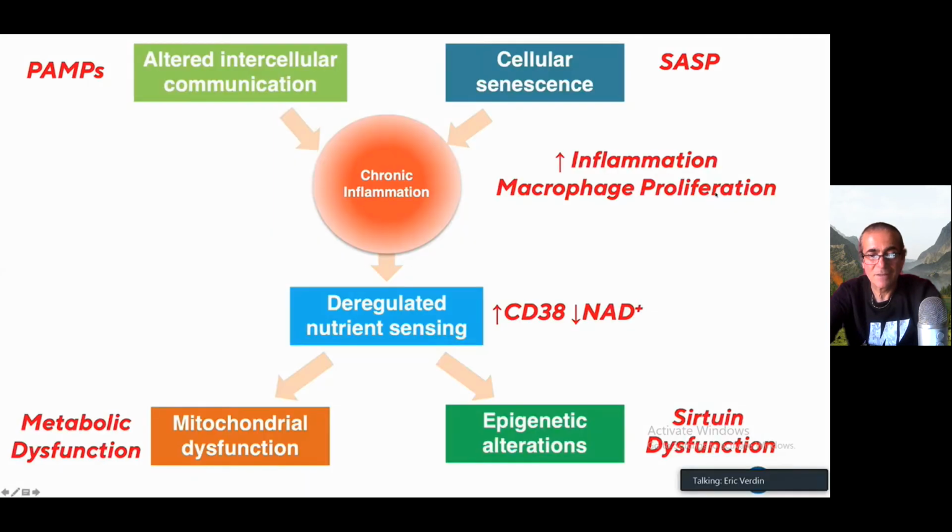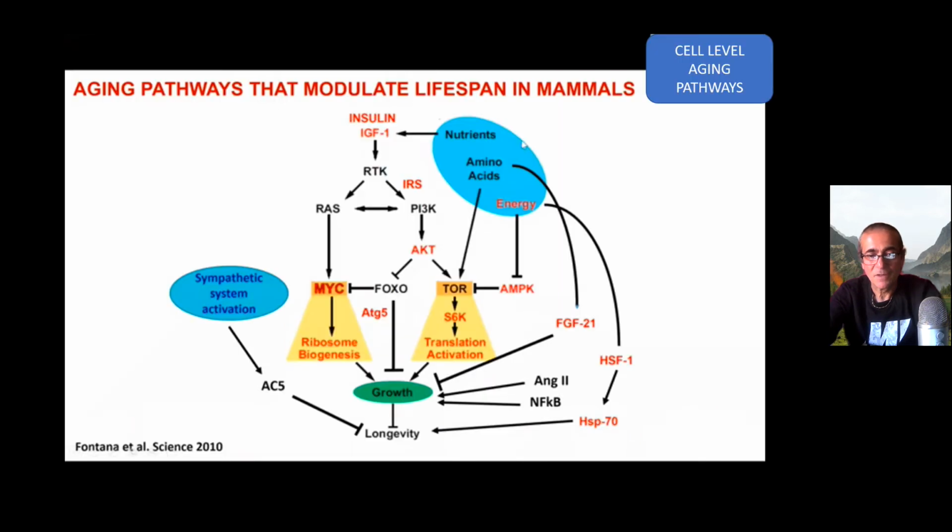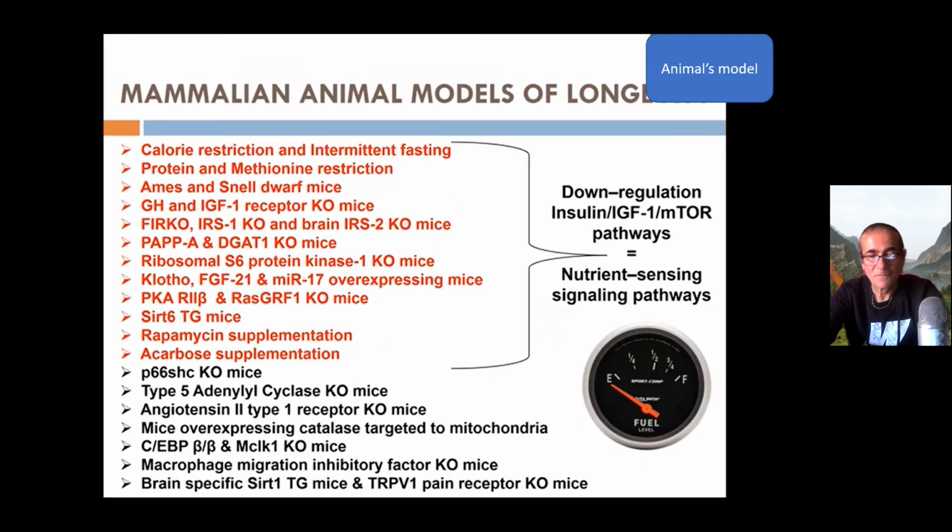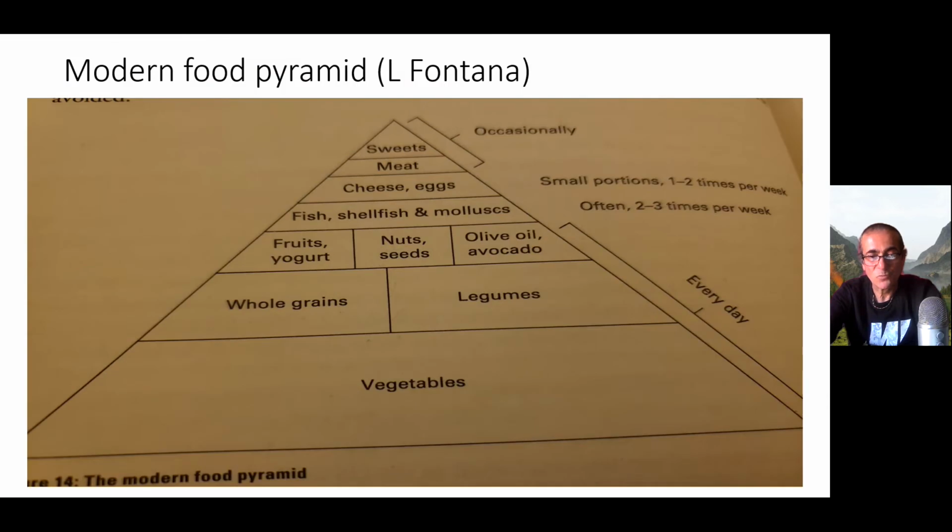I have some additional slides that talk about inflammation, growth hormone, the different models for longevity, and then the new food pyramid. It's basically, with recent knowledge, you want to control the amount of sweets and meat and cheese and eggs and fish. You want to have less of that as you get older, but try to get more of these vegetables and whole grains and legumes and olive oil and nuts and yogurt.